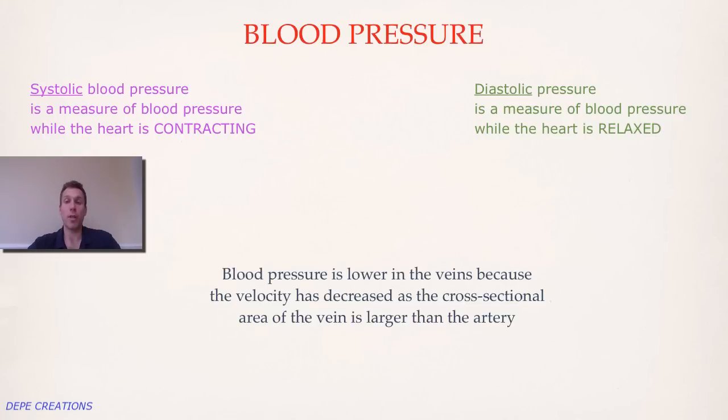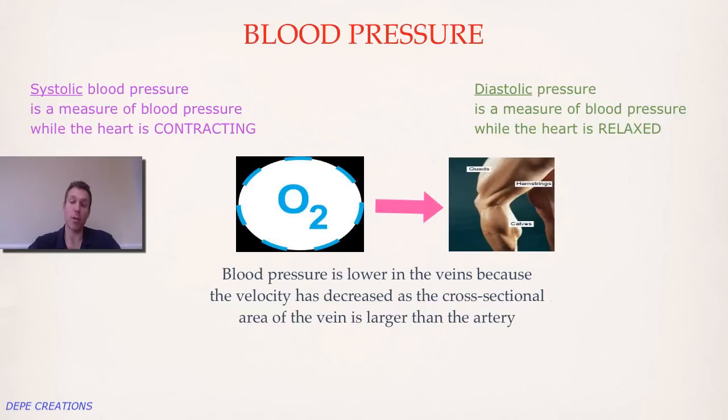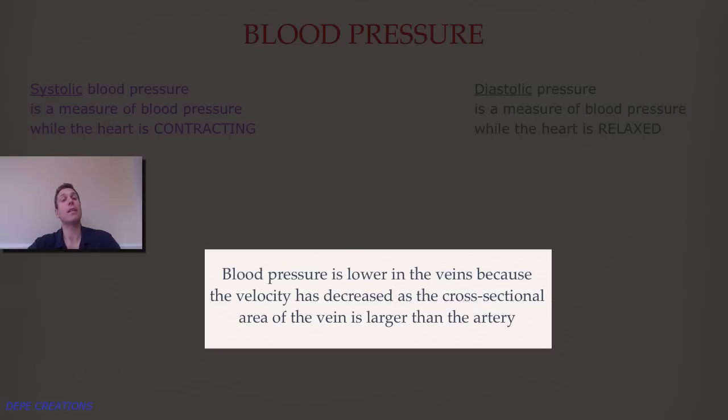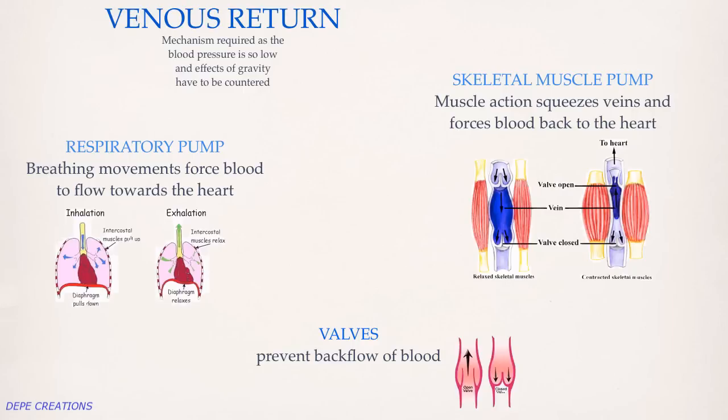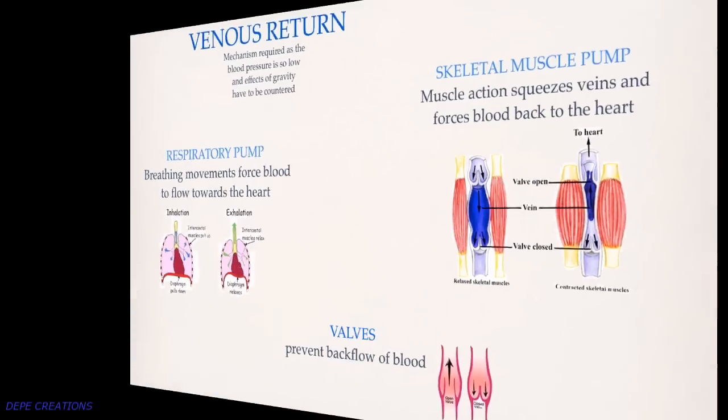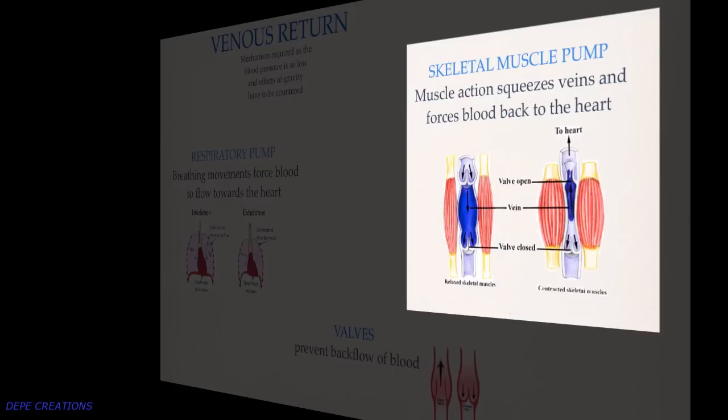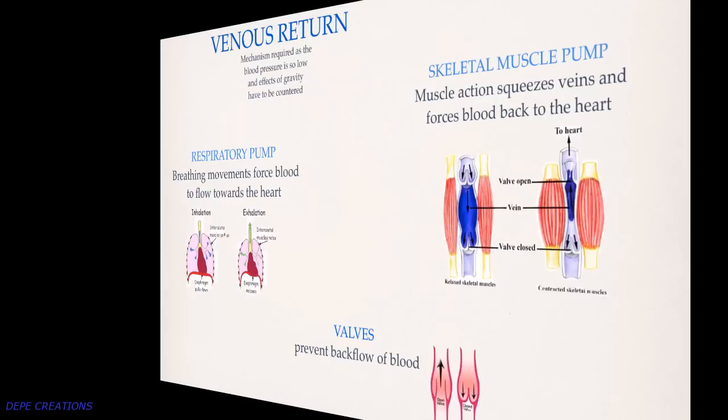When it's been used to deliver the oxygen to the muscles, and it's coming back up to the heart so it can be reoxygenated, the lower blood pressure and the effect of gravity mean that we have to aid that, and that's the mechanism of venous return that we're going to look at. The mechanism of venous return has three components that counter this effect of low blood pressure and gravity. Firstly, the skeletal muscle pump is just the action of muscles squeezing the veins, so it's going to force blood back to the heart.